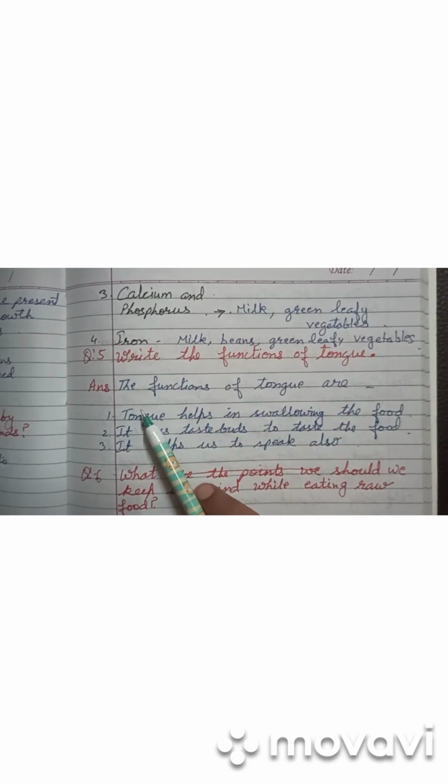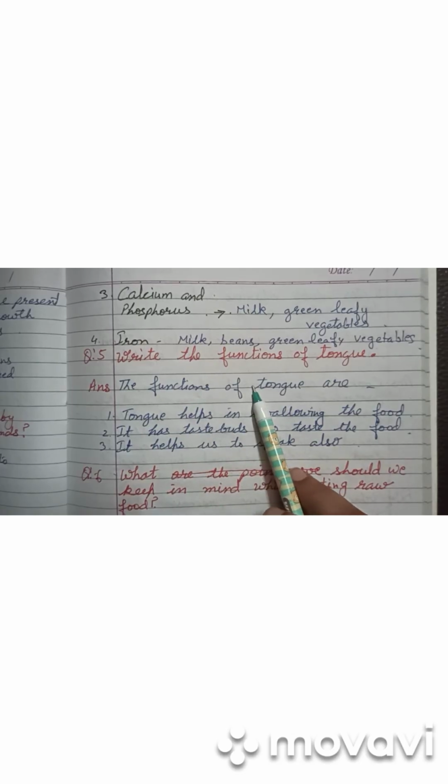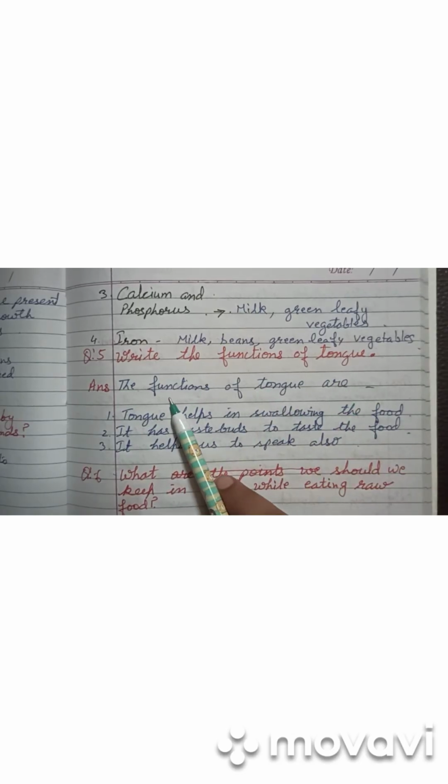Now question number 5, write the functions of tongue. The functions of tongue are: tongue helps in swallowing the food, it has taste buds to taste the food and it helps us to speak also.